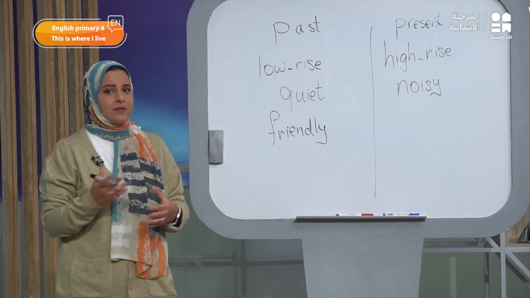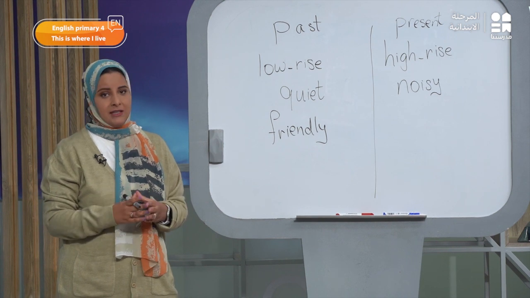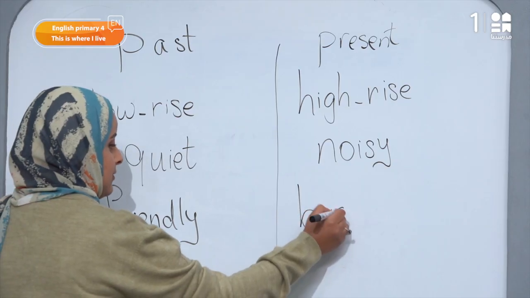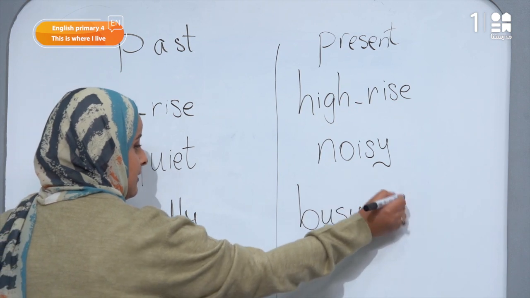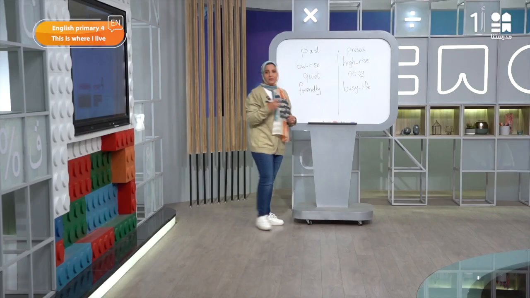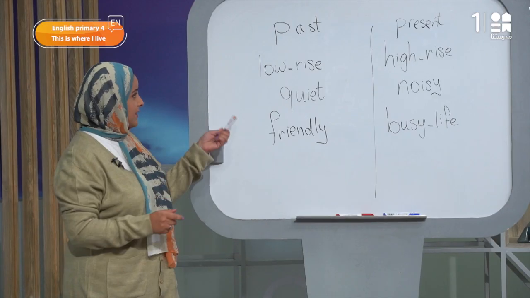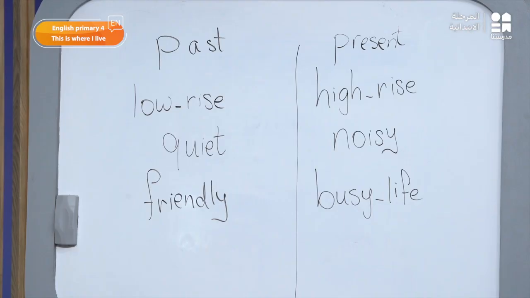Nowadays people are very busy. So it's not friendly. It's not that friendly. So today we are busy. We have busy life. فمش بنزور جيراننا وبنتكلم معاهم زي الأول. Okay? So this is the difference between the neighborhood in the past and in the present.